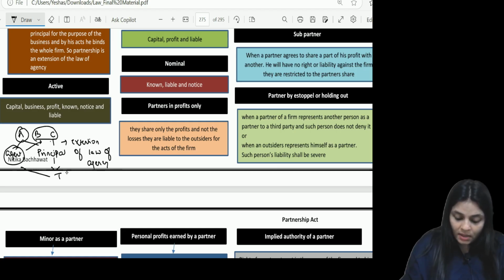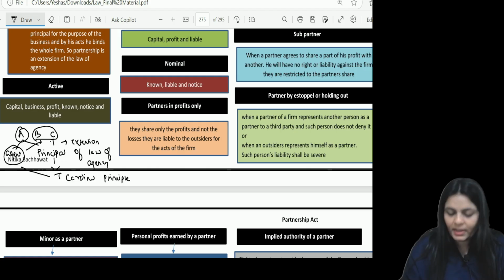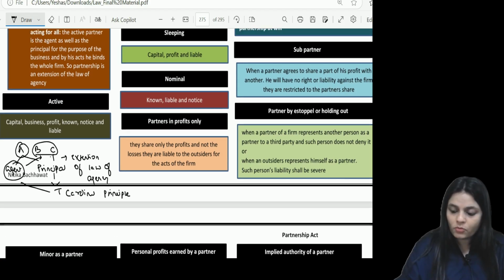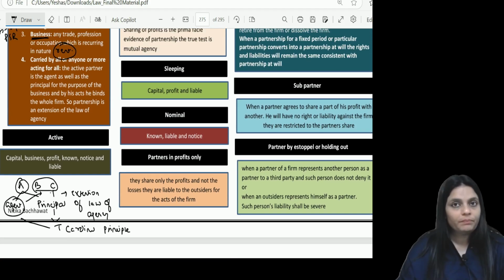And this is the cardinal principle, the most important element of partnership, right?